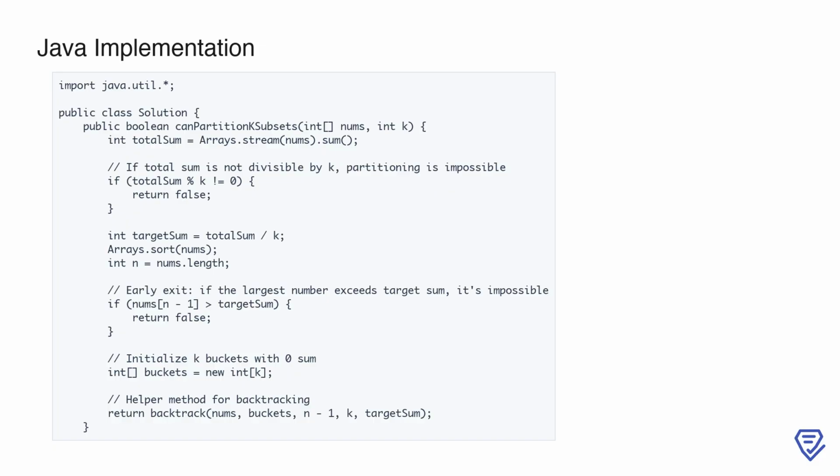To optimize our logic, we sort the nums array, which helps in placing the largest numbers first during the backtracking process. Additionally, there's an early exit condition. If the largest number in the array exceeds the target sum, we know partitioning is impossible, so we return false. Finally, we initialize an array of buckets to keep track of the sums of our k subsets, and we call the helper function backtrack to handle the recursive logic for partitioning.